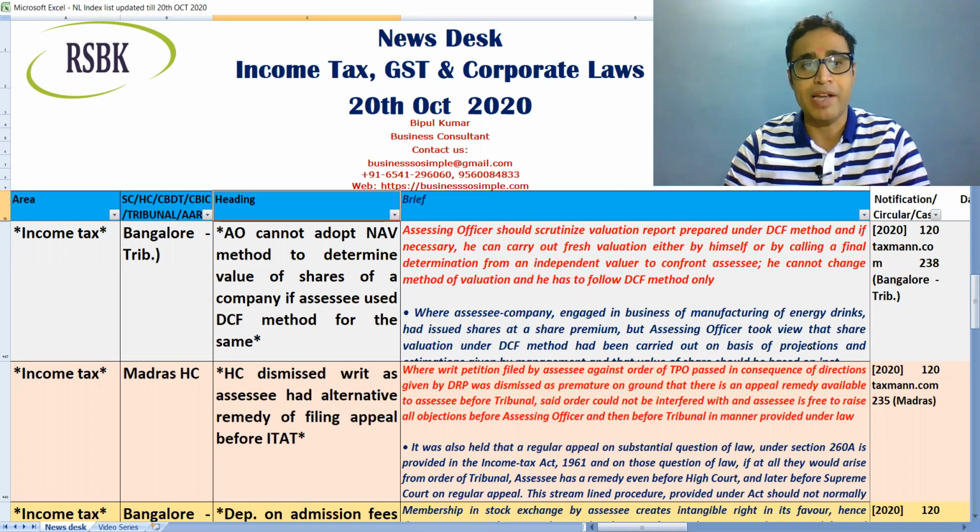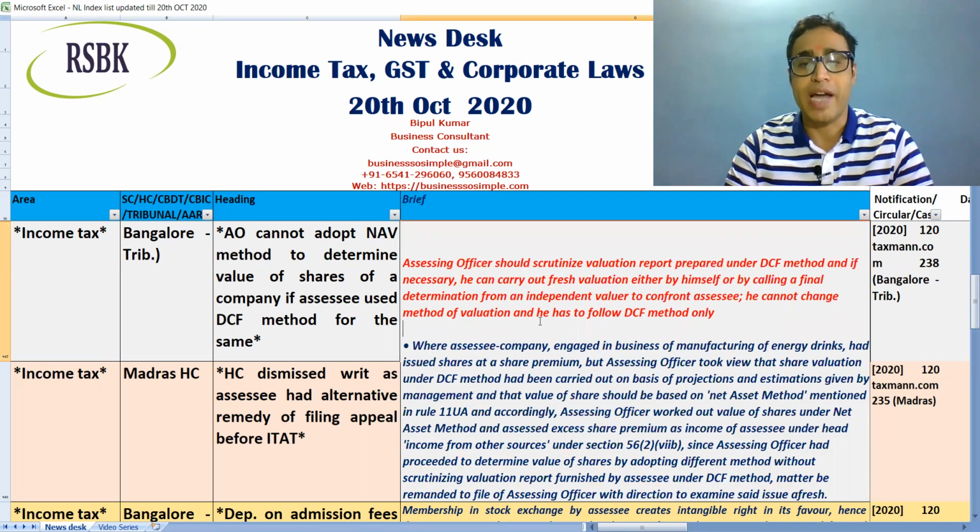Let's start from the income tax. Bangalore Tribunal: Assessing Officer cannot adopt net asset value method to determine value of the share of a company if assessee uses discounted cash flow method for the same. In this case, Bangalore Tribunal held that assessing officers should scrutinize the valuation report prepared under the discounted cash flow method, and if necessary he can carry out fresh valuation either by himself or by calling for a determination from an independent valuer to confront the assessee. He cannot change the method of valuation and he has to follow the discounted cash flow method only.